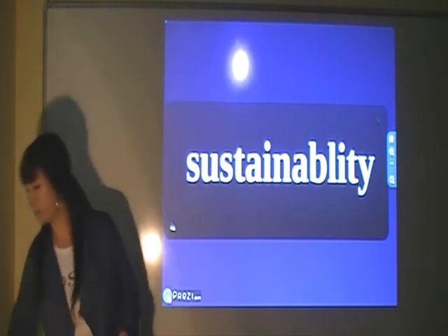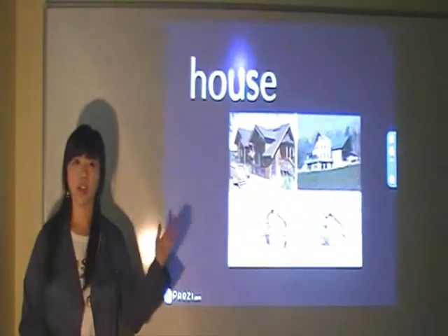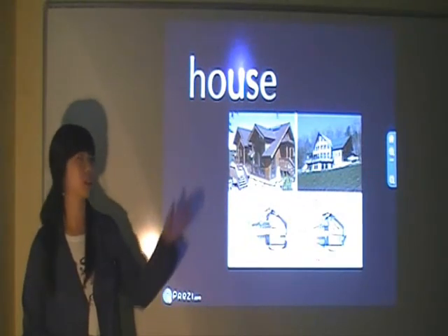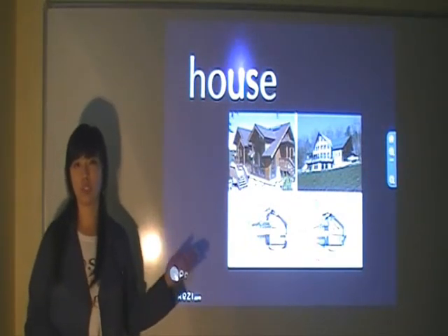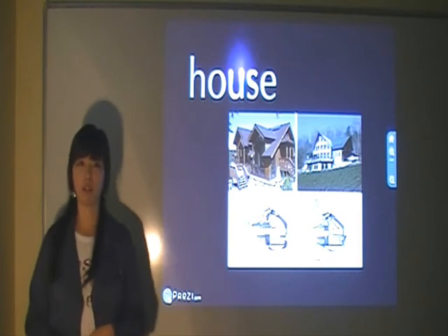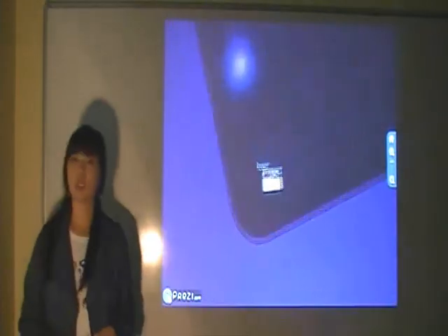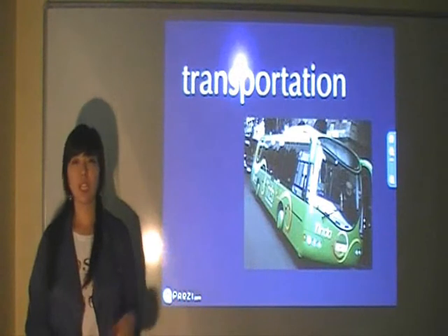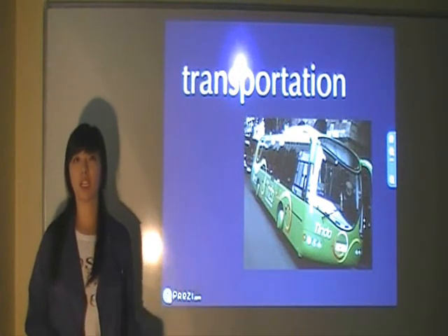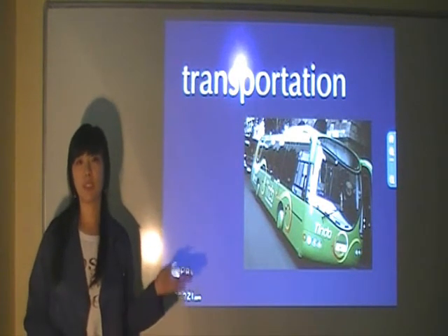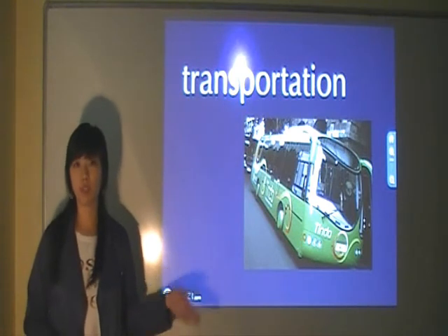For example, house. There are solar cells on the roof, so this house uses electricity made by solar power. Also, transportation. This bus exists in Australia, it's real. This bus uses solar power for fuel as well.